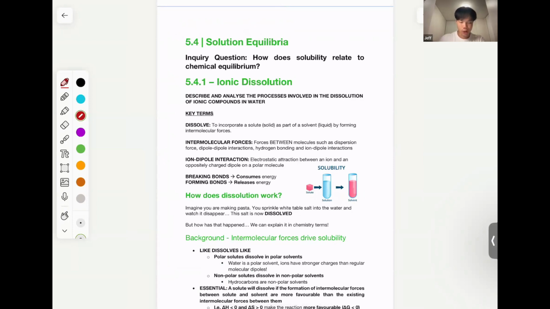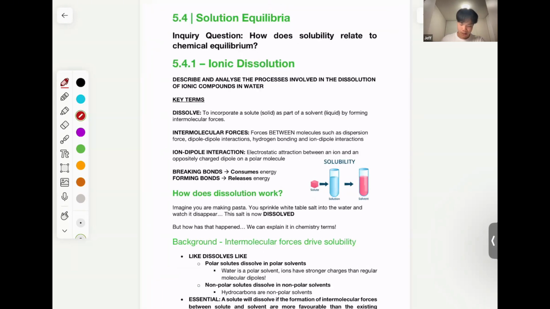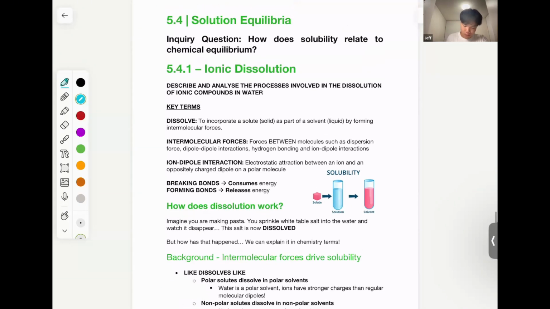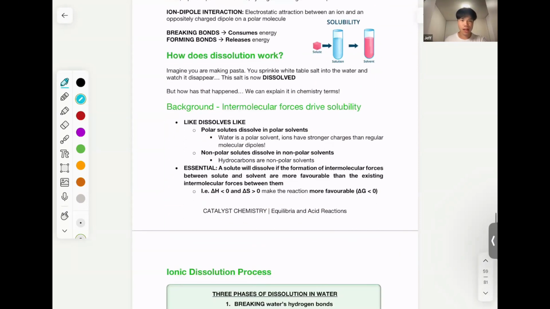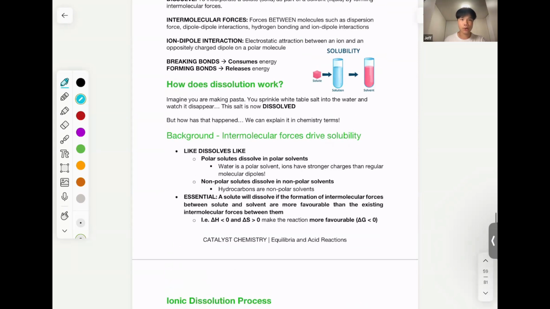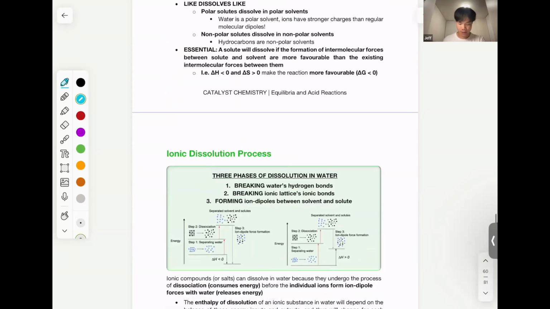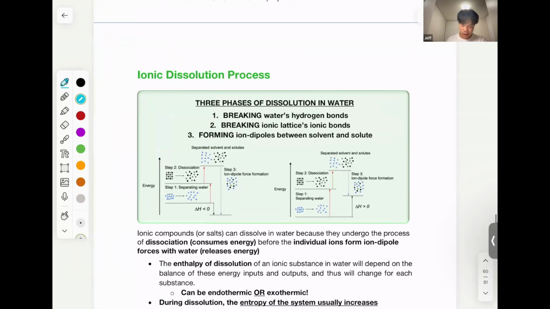But the final inquiry question is on solubility, and we focus firstly on ionic compounds. So the first thing we discussed in this inquiry question was how does dissolution actually occur for an ionic compound? It comes down to 3 things: the breaking of bonds, which takes in energy, energy consumed, and then the making of bonds, energy being released.